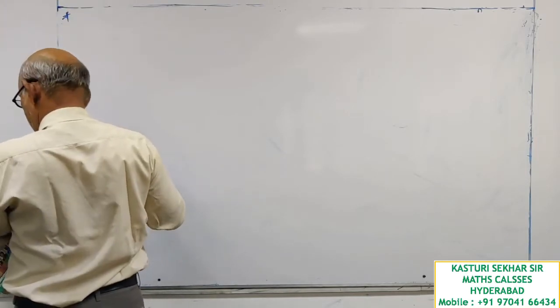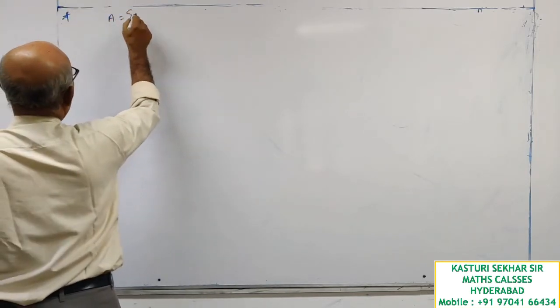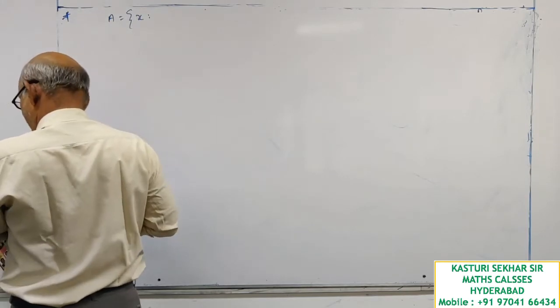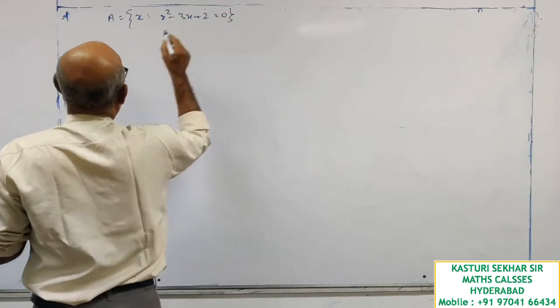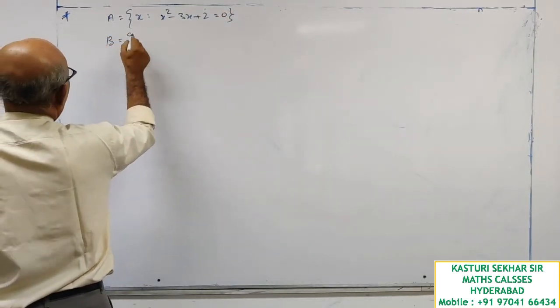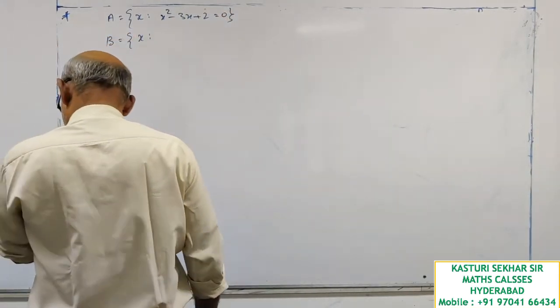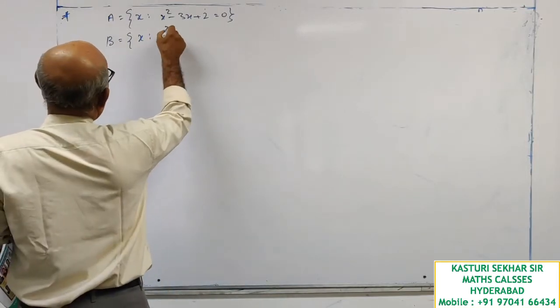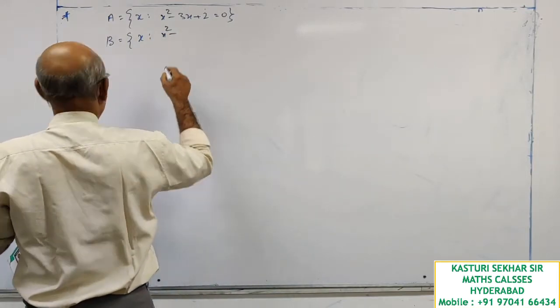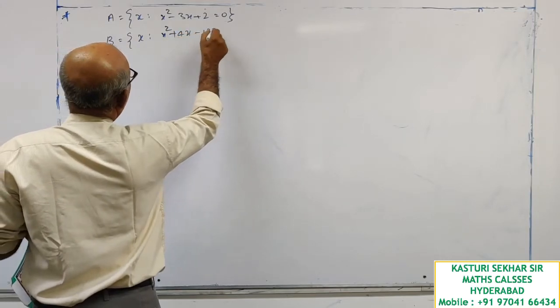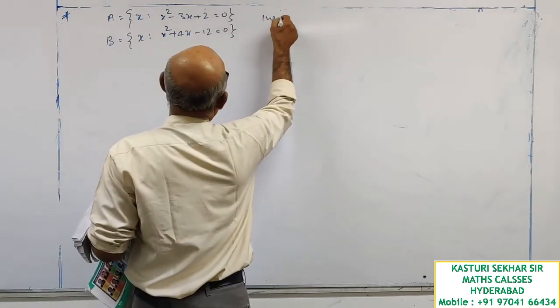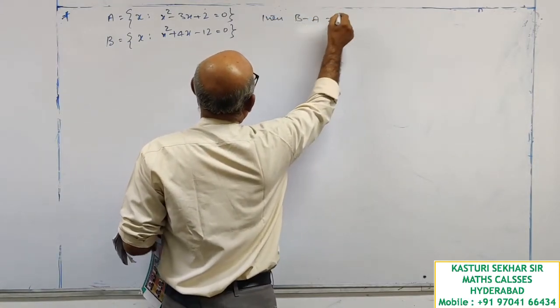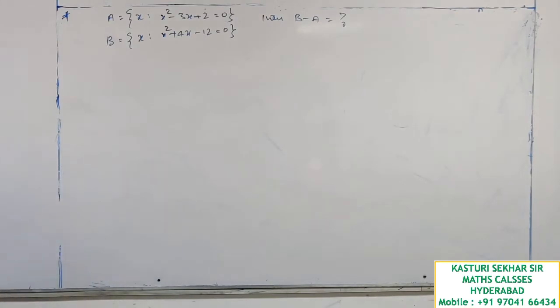which is the first question. A is equal to {x : x is an element, x square minus 3x plus 2 equal to 0}. B is equal to {x : x is an element, x square plus 4x minus 12 equal to 0}. Then B minus A is equal to question mark.